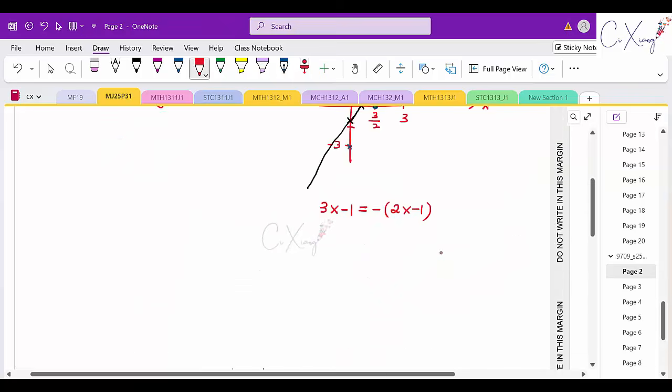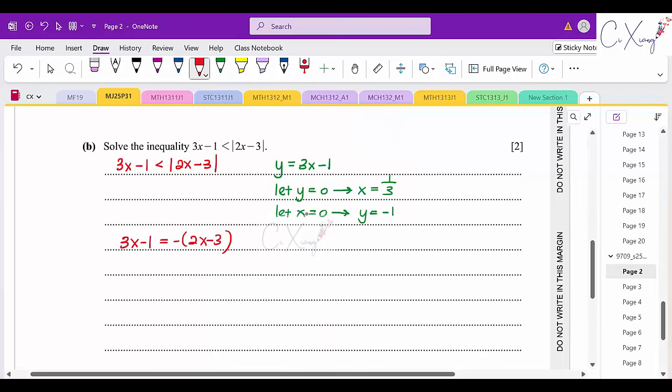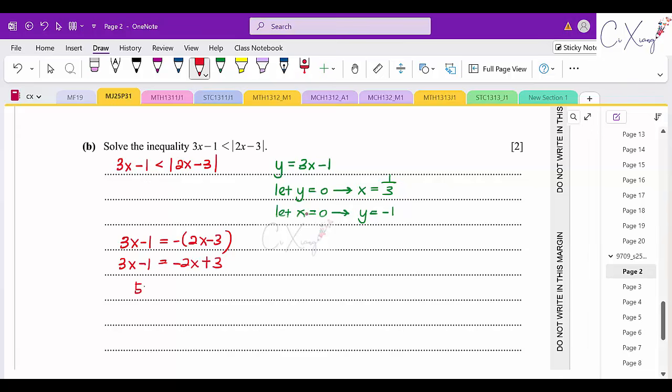Did I write something wrong just now? Oh, sorry. This one should be 2x minus 3. Right, so I try to solve the equation for x. And the value of x that I get is 4 over 5.